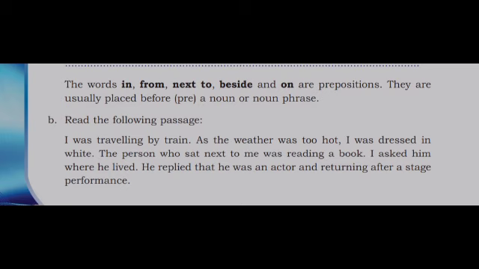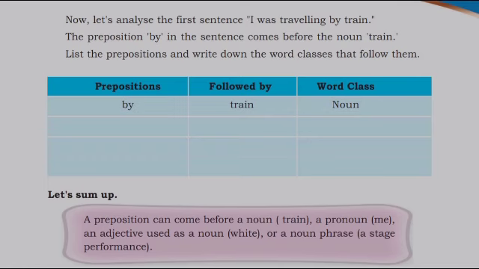Now read the following passage. I was traveling by train. As the weather was too hot, I was dressed in white. The person who sat next to me was reading a book. I asked him where he lived. He replied that he was an actor and returning after a stage performance. Now, let's analyze the first sentence. I was traveling by train.